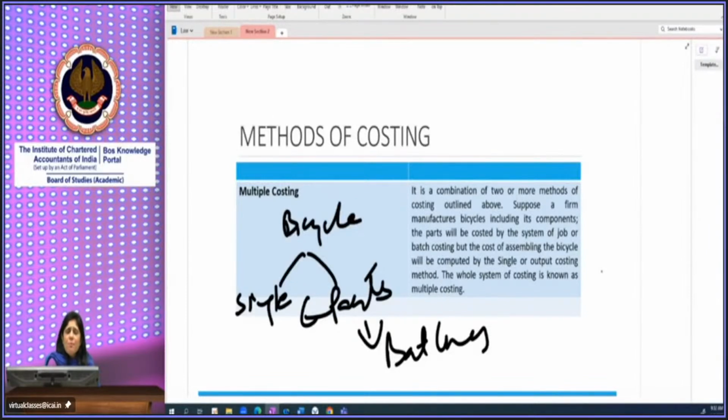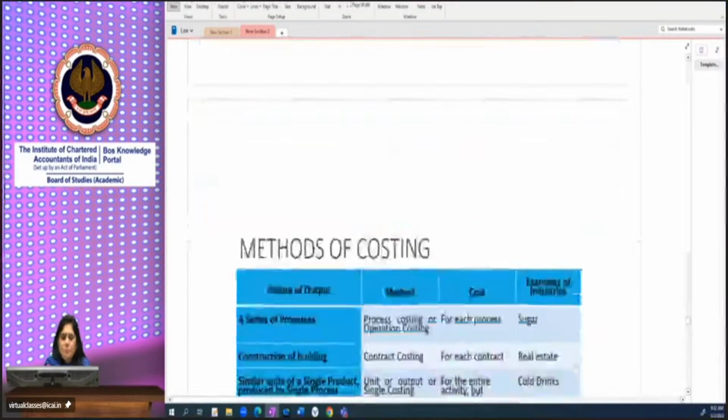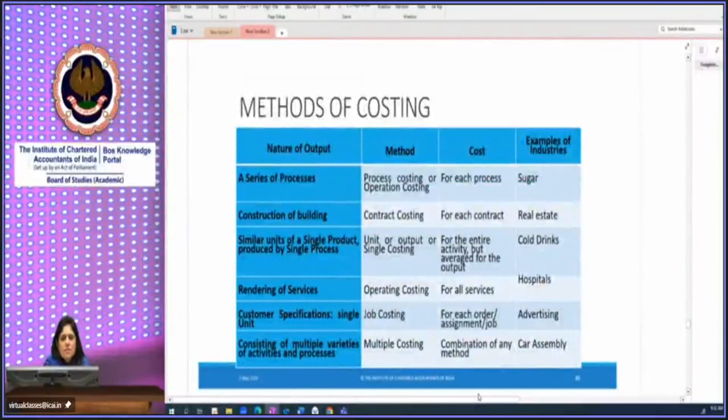So if I am manufacturing the parts of the bicycle also, parts will come under batch costing. You cannot produce one part at a time. 1,000 parts of a bicycle will be manufactured in one lot. So batch costing plus bicycle under single costing, one bicycle at a time. What is the cost of one bicycle? So a combination of costing methods. All right. I hope you've understood. So I think it is an example you can see.